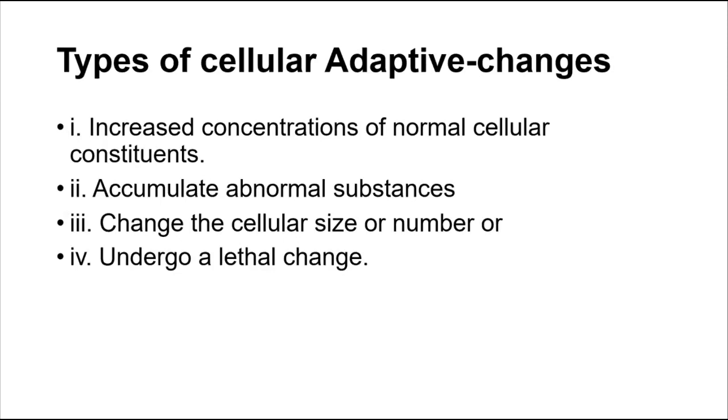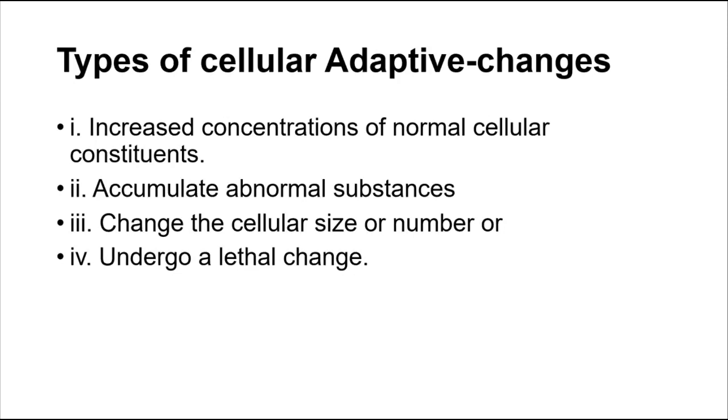So in order for our cells to compensate for the increase in demand in our body, it would tend to produce more mitochondria. So there would be a large number of mitochondria within the cell, or it may accumulate abnormal substances, or change in cellular size or number, or worse, it will undergo a lethal change.